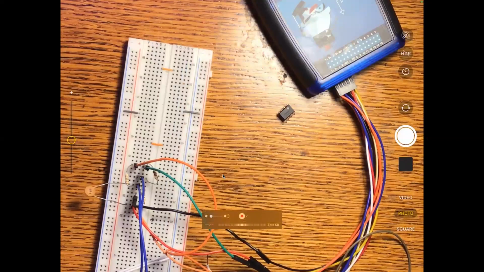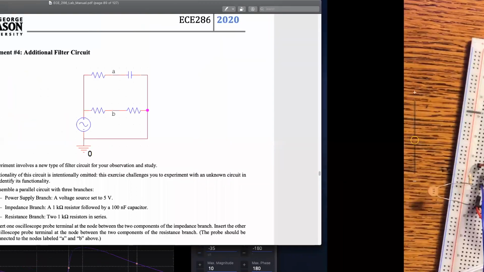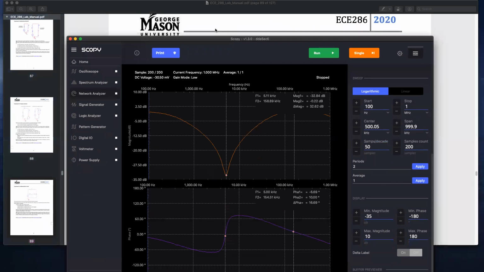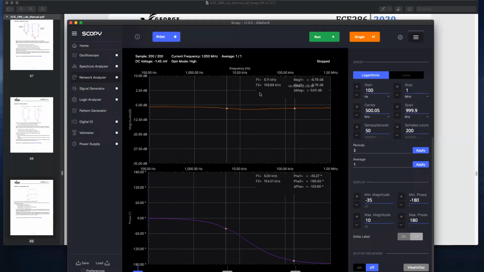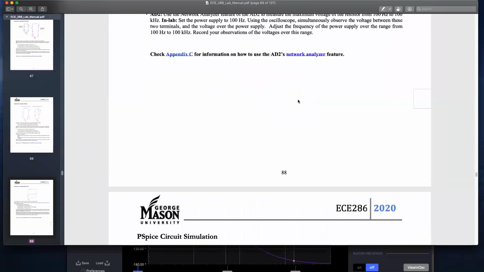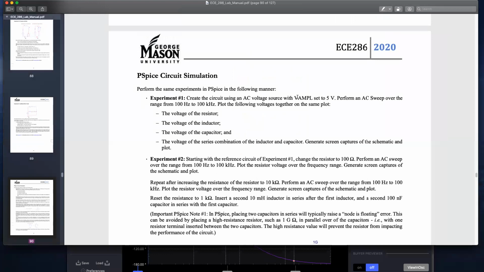Now I'm going to perform a frequency sweep, and I'm going to have my channel 1 still reference my input voltage. So I'll go to Scopy and click single, and give it a moment to run. Okay, so this is what I got as my frequency sweep, and this is what is supposed to happen. It's supposed to look like a horizontal line. So if you get something similar to that, you're fine. But that's essentially how you do lab 9 of ECE 286. Good luck.